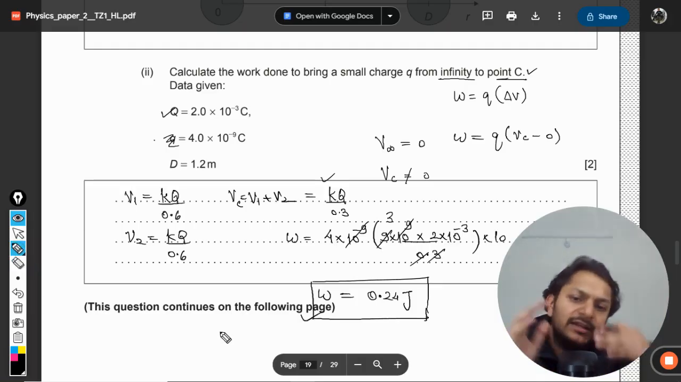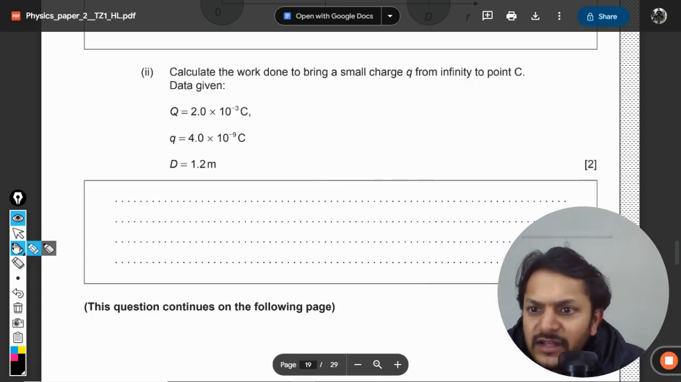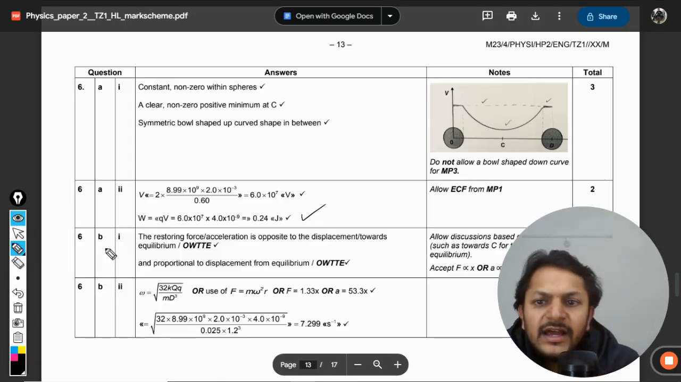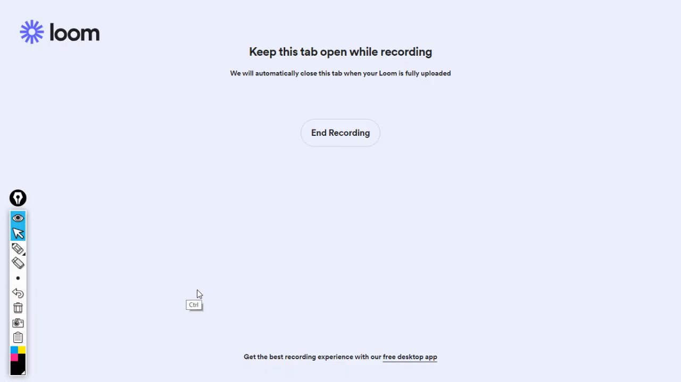That's it. And let us now move next. So let us see what is the answer. 0.24, clearly the answer that we get is absolutely correct. And let us go for the next part, which is 6b1.